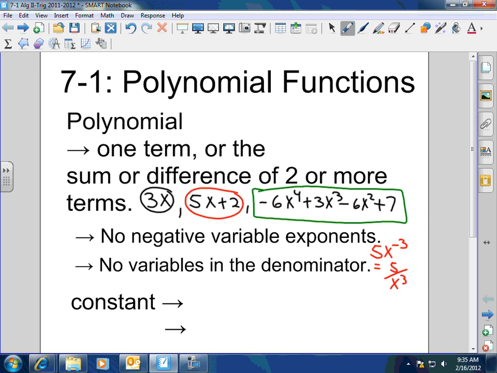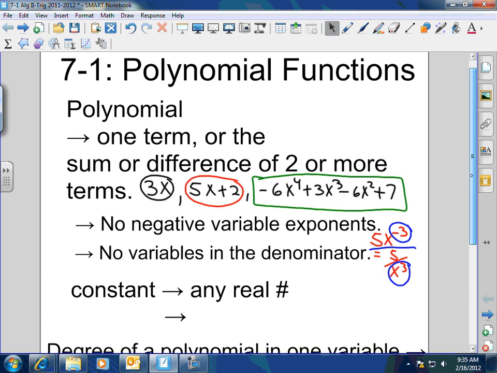I can plug in a value for x there. I can use it to add fractions or multiply or divide. I can do a lot with that. But all we're saying is that it is not a polynomial. So if you have a negative exponent or a variable in the denominator, you do not have a polynomial. A constant is any real number, period. Any real number is a constant.